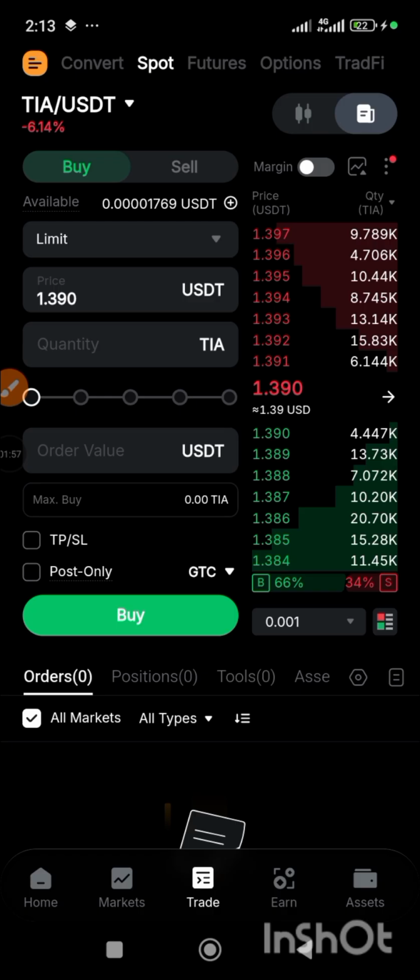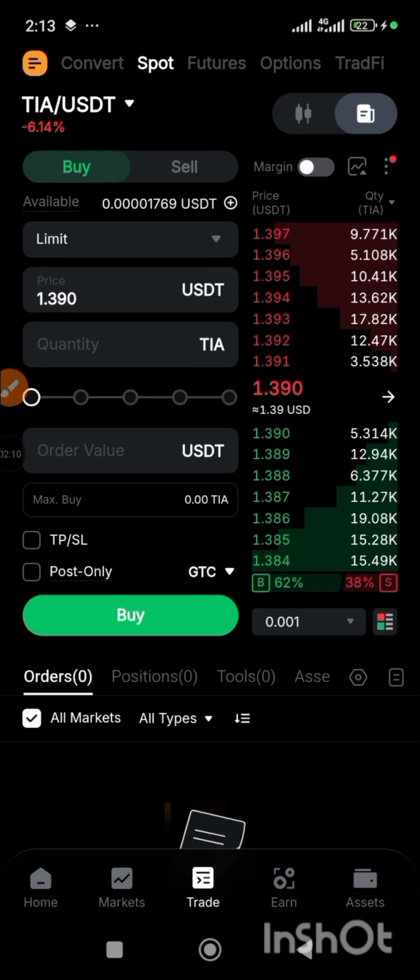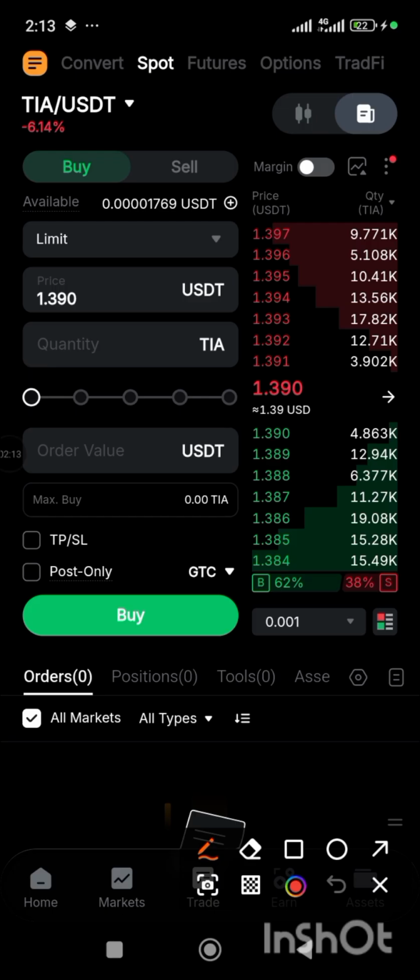I don't really have USDT here yet. This is because the USDT that I bought is still in my funding wallet instead of my trading account. So what do I need to do? I'm going to pull USDT from my funding account to my trading account, and this is where I will achieve it.